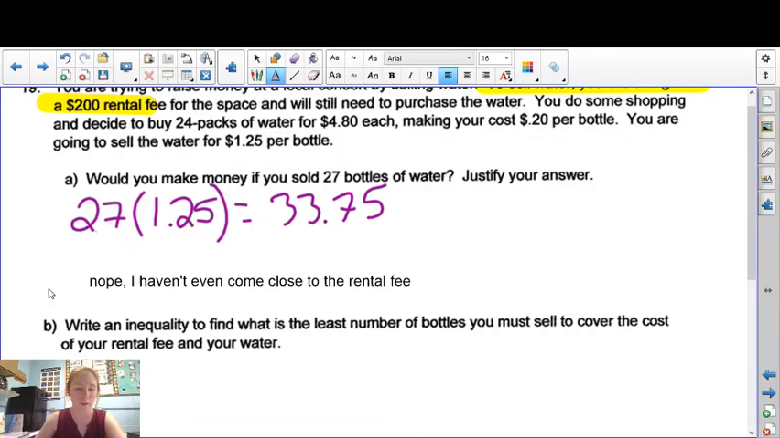Letter B says, write an inequality to find the least number of bottles you must sell to cover the cost of your rental fee and your water.